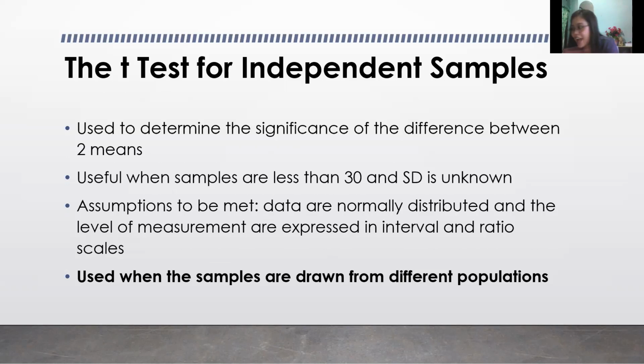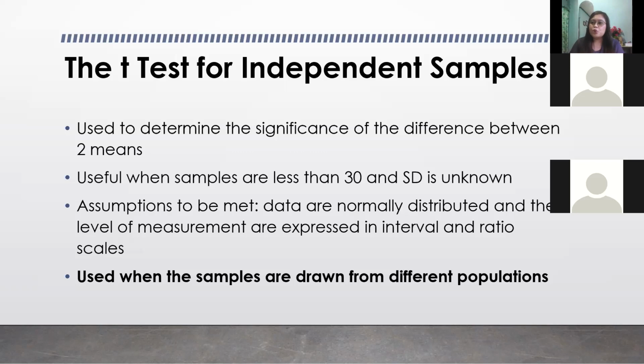Muna siya, daghan kaayo nga pangalan ni t-test: independent sample t-test, unpaired t-test, and the student t-test. So kanus-a agamiton si t-test, class? This is used to determine significance of the difference between two means. So for example, na kay duha ka group of people na you want to know if naa bay difference sa ilahang ability or sa ilahang characteristic.